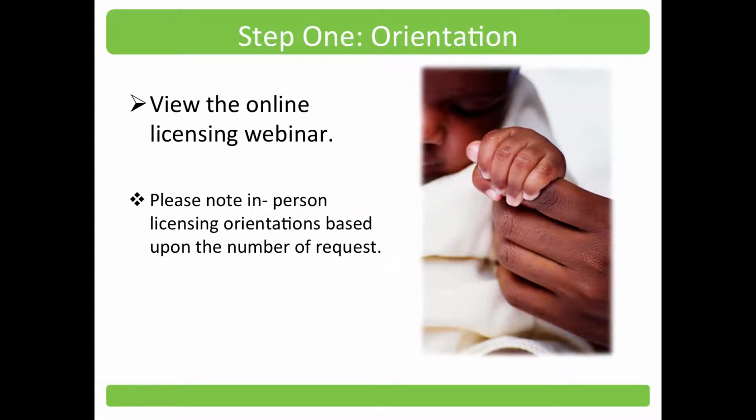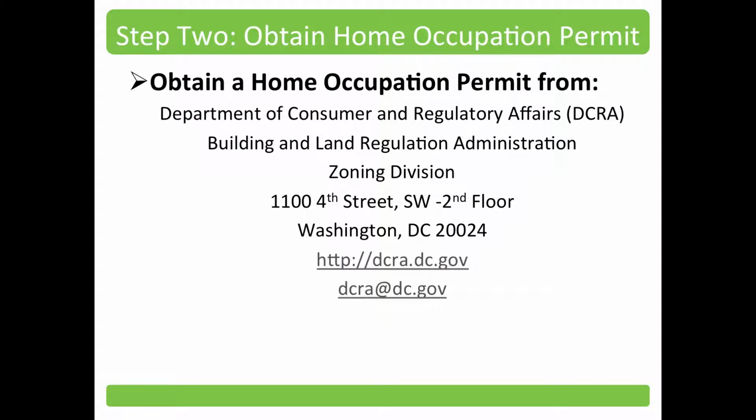Step 1. Orientation. View the online licensing webinar. Please note, in-person licensing orientations are based upon the number of requests. Step 2. Obtain home occupation permit. Obtain a home occupation permit from the Department of Consumer and Regulatory Affairs, Building and Land Regulation Administration, Zoning Division.